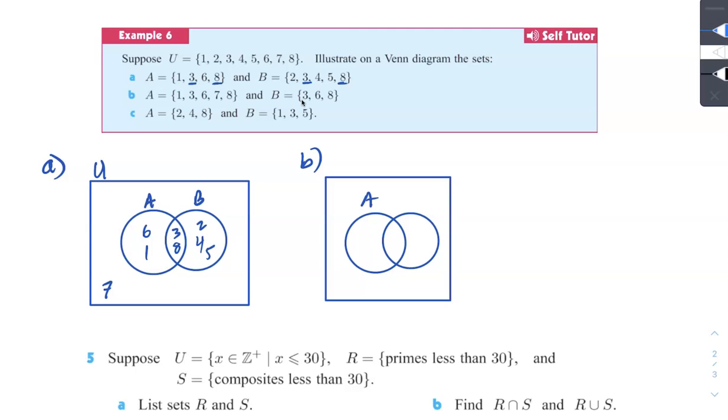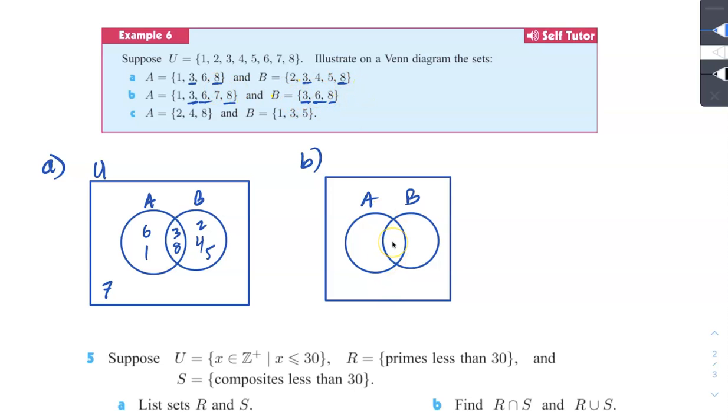So we have our A and our B. Again, I like to find out what they have in common first, so I can put it in the middle. So 1, 3, 6, 7, 8, and 3, 6, 8. So 3, 6, 3, 6, 8. So it looks like actually B is a strict subset of A. Like B I can actually draw inside of A because there's nothing else that's outside of it.